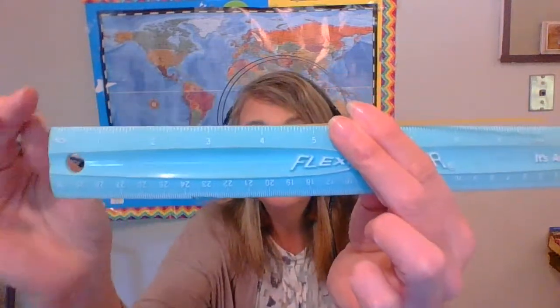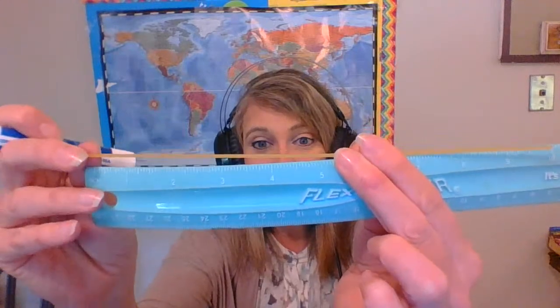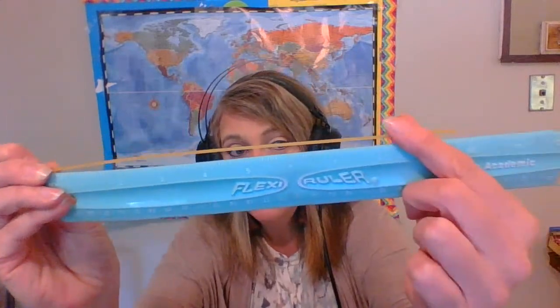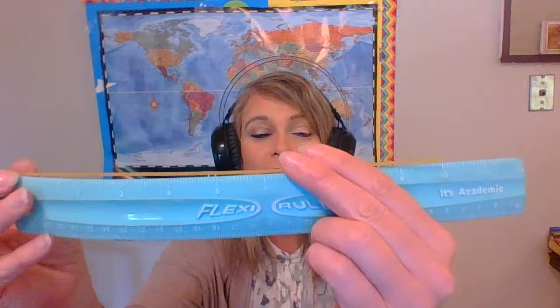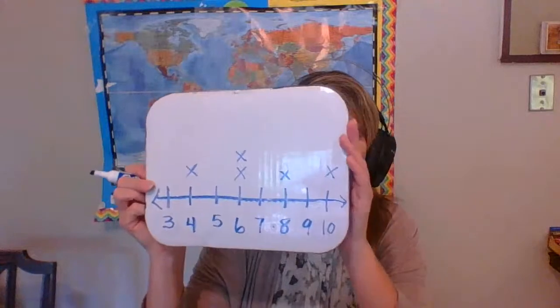I've got my long one. I'm going to start at the 0 here. See, and I'm going to go all the way over here. What number is that one closest to? Can you tell? It's almost to the 10. So I'm going to make 1 X above the 10.